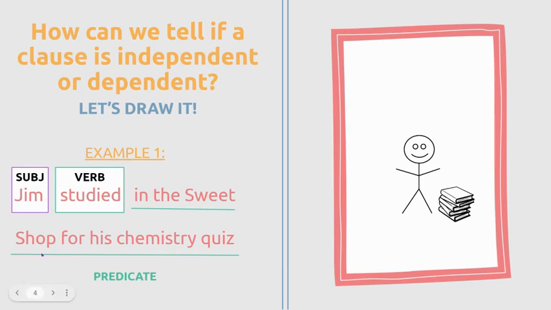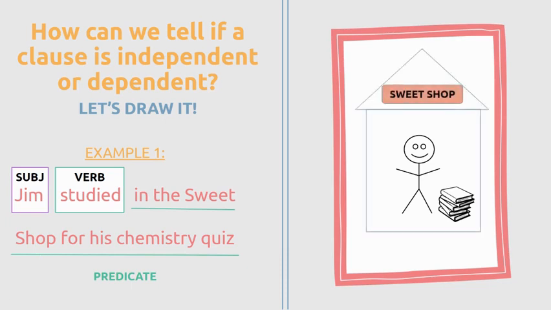Then I need in the sweet shop. So he is located in this shop for sweets. Wow, what a shop! It's a very famous sweet shop if you can't tell. And then I have this for his chemistry quiz. So now I have a little more information of what he's studying for. So I'm going to give him a little beaker. I don't know how much the sweet shop appreciates him having a beaker in their store, but Jim is kind of crazy, right? So I have Jim, I've studied, I have the sweet shop, and for his chemistry quiz, I don't have anything left out. This picture is complete. I have all the information I need.